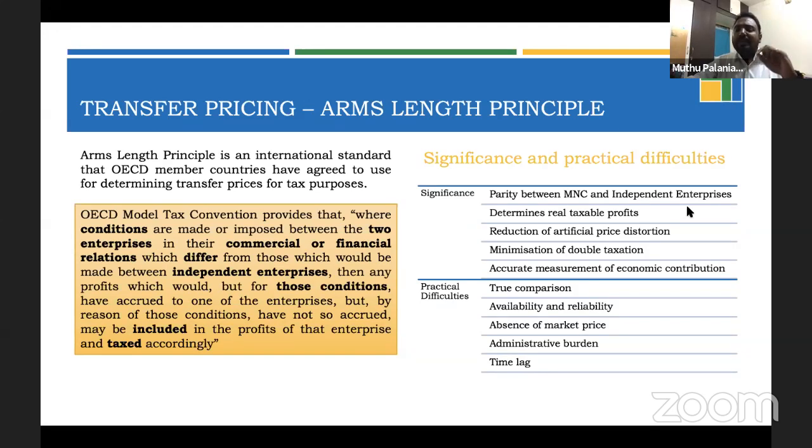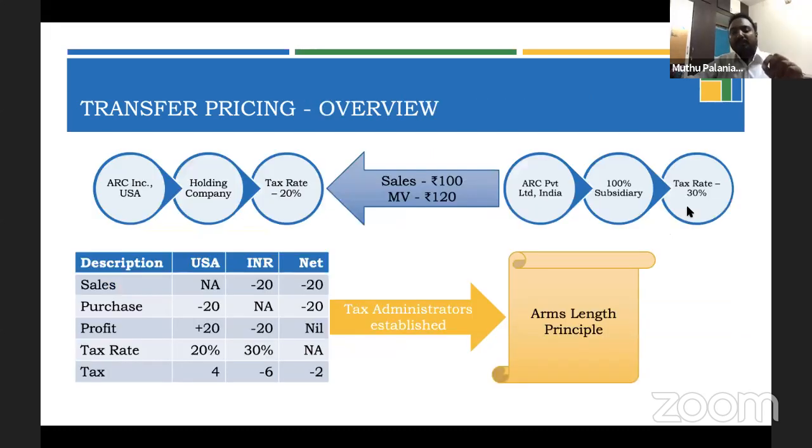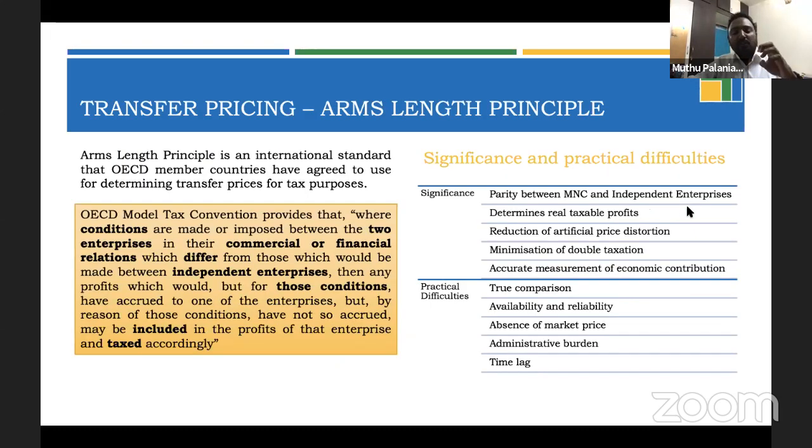The third one is about reduction of artificial price distortion. When you say reduction of artificial price distortion, we could see that the market value is 120. We'll have to go back to the same example. The market value here is 120, whereas the sale value is 100. So there is a price distortion. We are not selling at the market value of a particular product, so this price adjustment is not allowed. So we are trying to understand what the market value is and adjust to it, making sure that the transaction is happening at 120 and not at 100. So this is one of the significances of the arm's length principle.